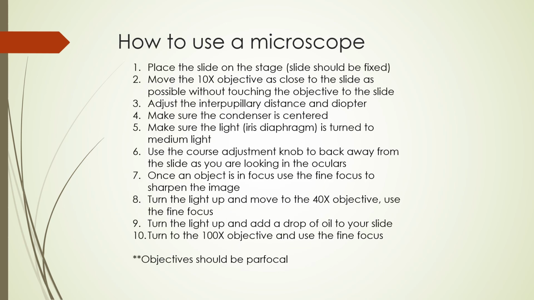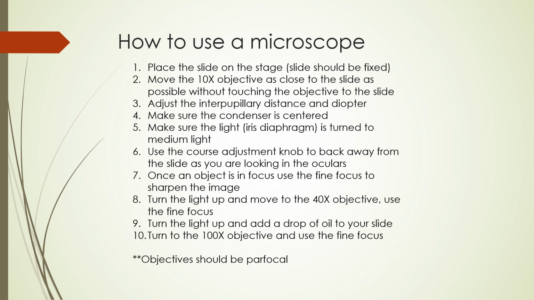Using a microscope does require quite a bit of practice in order for you to really perfect that skill. One of the first things we're going to do is take our slide and put our specimen on the slide, and we're either going to heat fix it or fix it in methanol. We do that so that our sample doesn't slide off the slide. Then we place the slide on the stage, and we take that 10x objective and get it as close to the slide as possible without actually touching the slide.